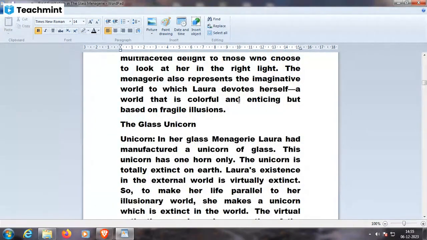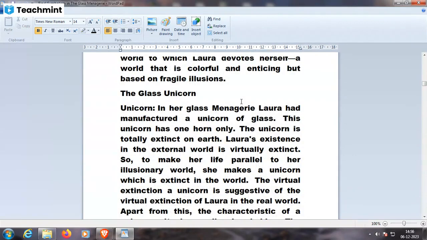Then comes the imagery of the glass unicorn. There's no such animal as such, but in her glass menagerie, Laura had manufactured a unicorn of glass. So this unicorn has one horn only. The unicorn is totally extinct on Earth. Because we don't have it, Laura's existence in the external world is virtually extinct. So to make her life parallel to the illusionary world, she makes a unicorn which is extinct in the world. The virtual extinction of a unicorn is suggestive of the virtual extinction of Laura in the real world.